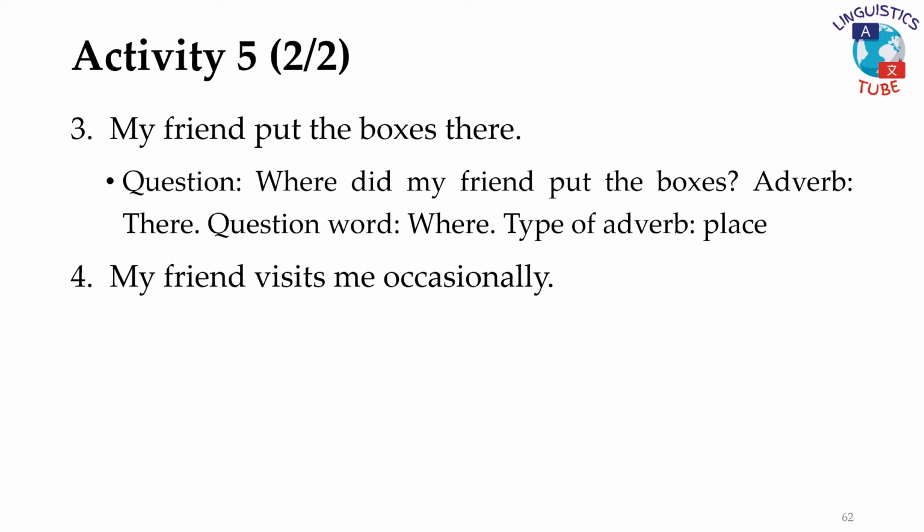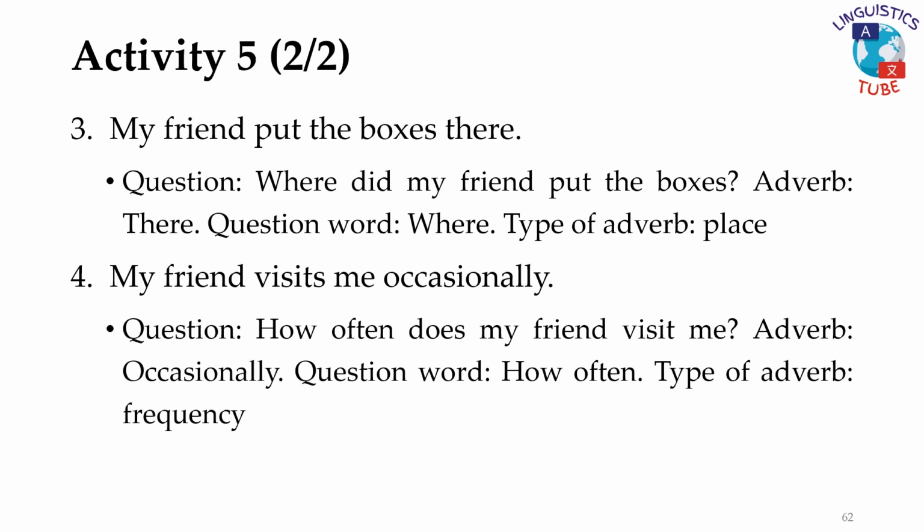For the third sentence, the question is, where did my friend put the boxes? The adverb is there. The question word is where. Therefore, this is a place adverb. For the fourth sentence, the question is, how often does my friend visit me? The adverb is occasionally. The question word is how often. Therefore, this is a frequency adverb.